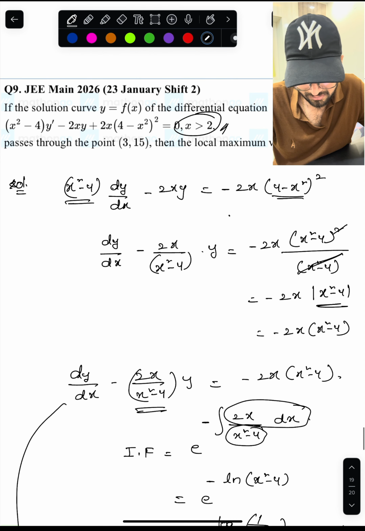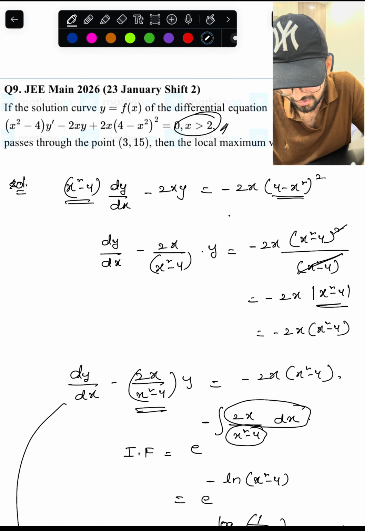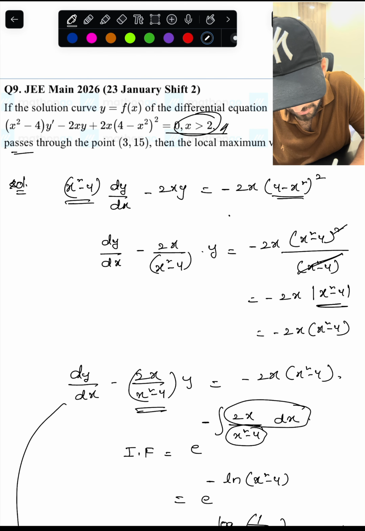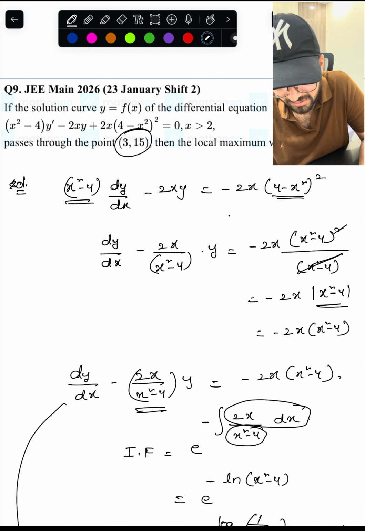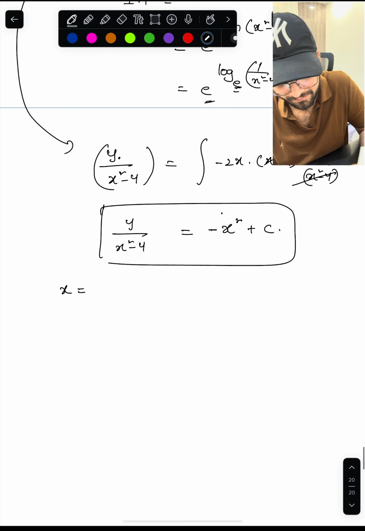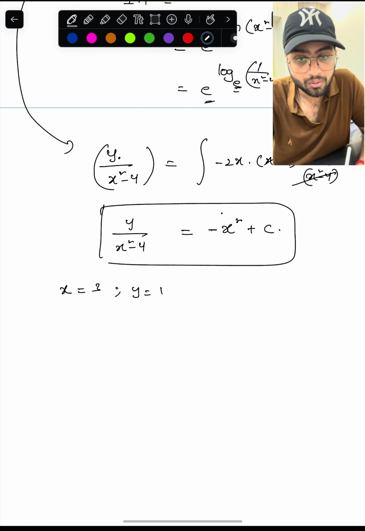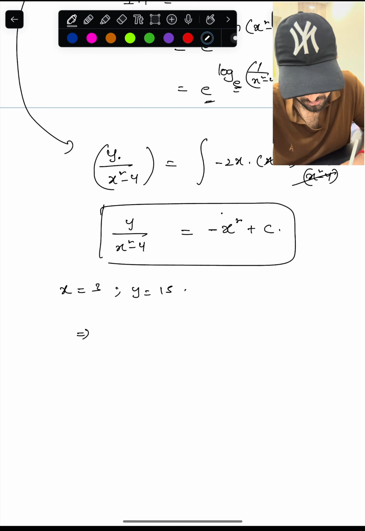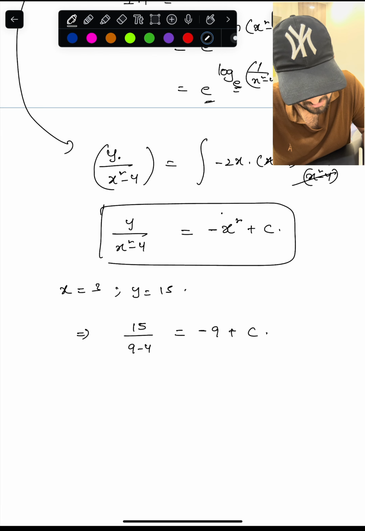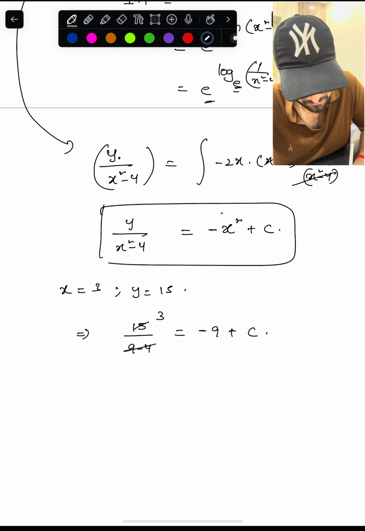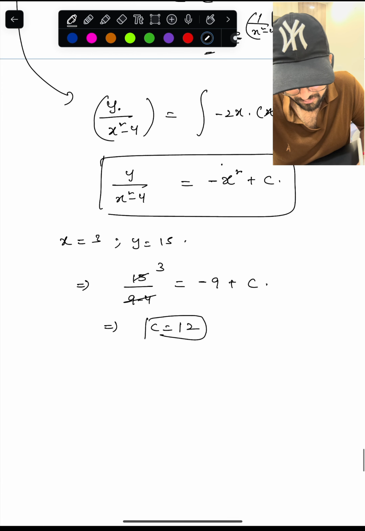For that, let's see what data is given. The curve passes through (3, 15). This is the crucial data now. The curve passes through (3, 15) means x = 3 and y = 15. So substitute over here: 15/(9 − 4) = −9 + c. 9 − 4 means 5, 15/5 is 3, so you will get c = 12. Done. Our c is 12.